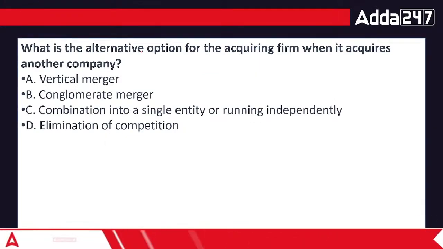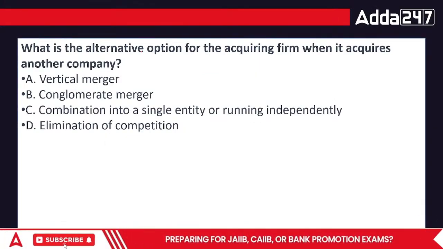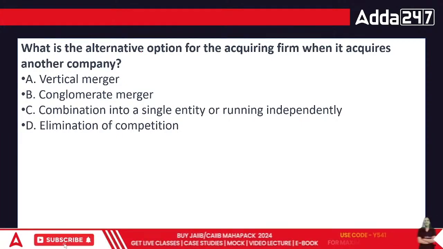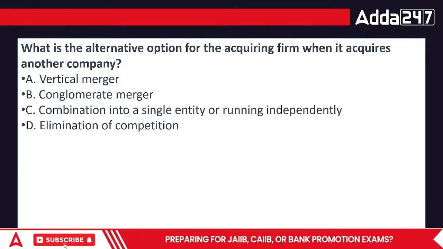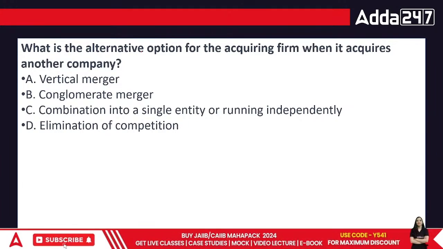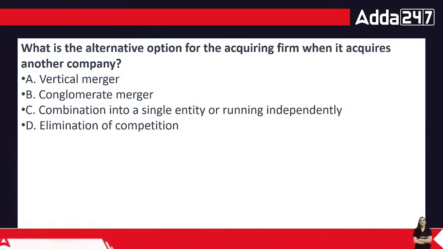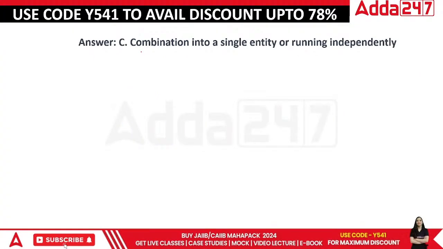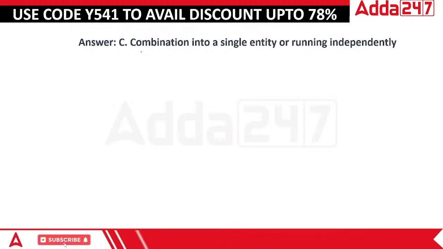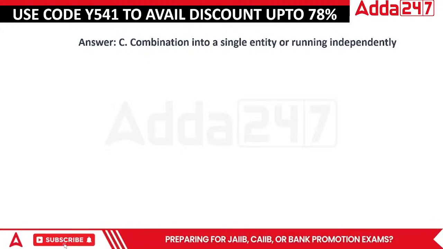What is the alternative option of an acquiring firm when it acquires another company? Vertical merger, conglomerate, combination into a single company, running independently, or elimination of competition. When you're trying to acquire another company, one thing that can happen is combination into two or more entities. You can also combine the two entities, give them their individuality and keep that alive. So that would be the answer in this case.